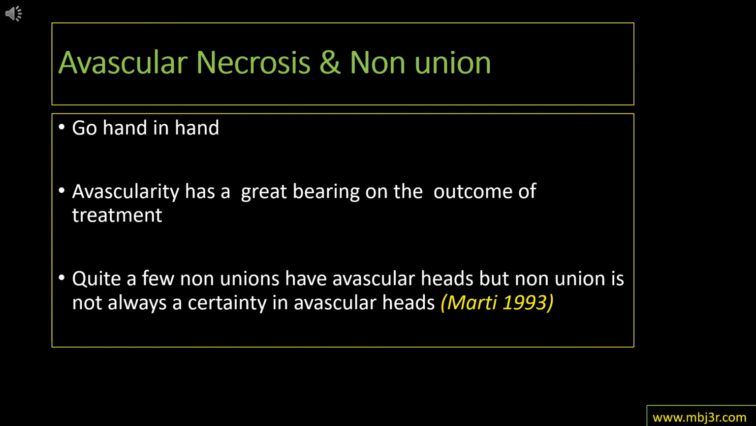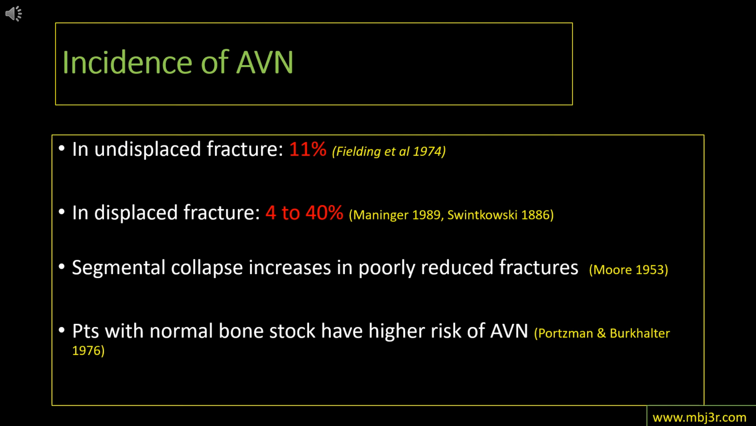Avascular necrosis and non-union go hand in hand. Avascularity has a great bearing on the outcome of treatment. Quite a few non-unions have avascular heads, but non-union is not always certain in avascular heads. The incidence of avascular necrosis in undisplaced fractures is almost 11%. In displaced fractures, it is almost 4 to 40%. Segmental collapse increases in poorly reduced fractures.